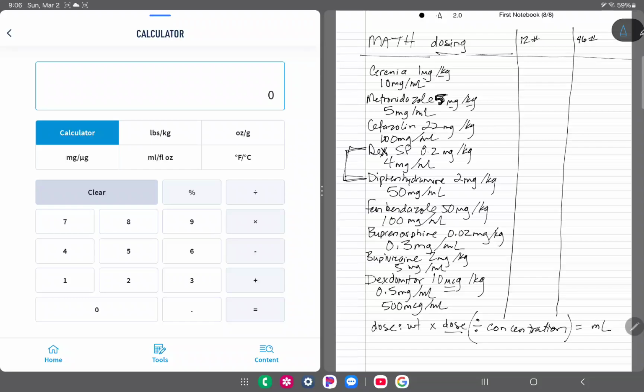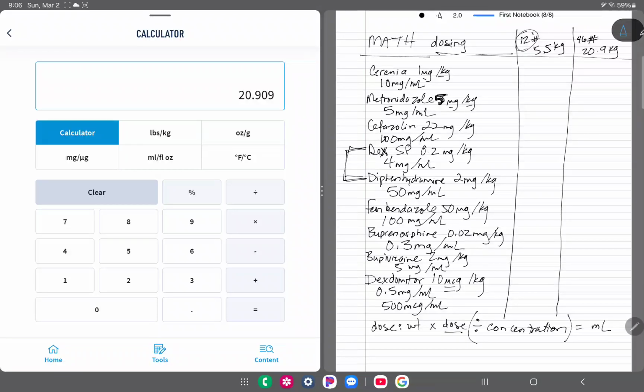So the first thing is, if there is a conversion that needs to start with from pounds to kgs, we got to do that. So let's say I have a 12-pound cat. Okay, 12 divided by the conversion, which is 2.2, gets me 5.5 kgs. And then I've got a 46-pound dog. Great. So if I take 46 divided by 2.2, I'm going to get 20.9 kg.